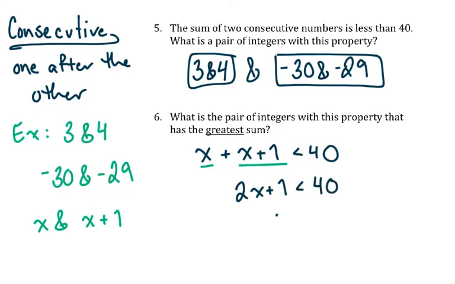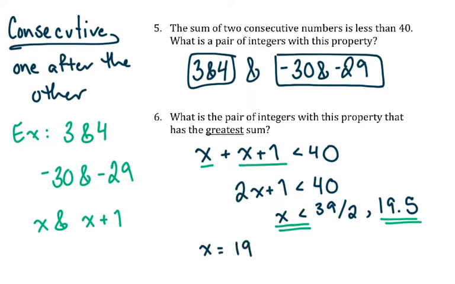Subtract 1, divide by 2, we get x is less than 39 over 2, which is 19.5. Now, since x can't equal 19.5, x has to be less than 19.5. So then x is going to be 19, because we're talking about integers, meaning whole numbers. So if x is 19, that's the first number, and the consecutive number after 19 is 20. So this would be the largest it could be while still satisfying that inequality.